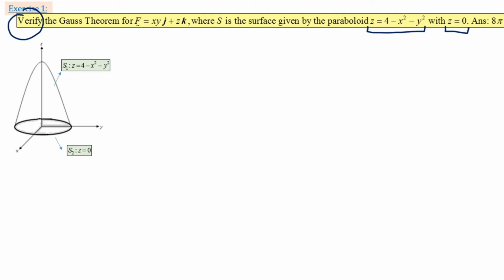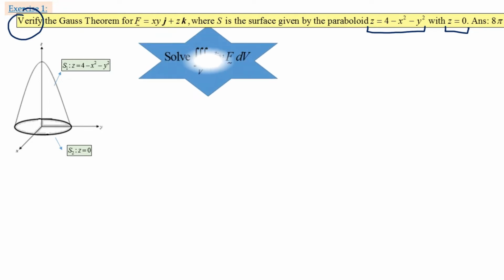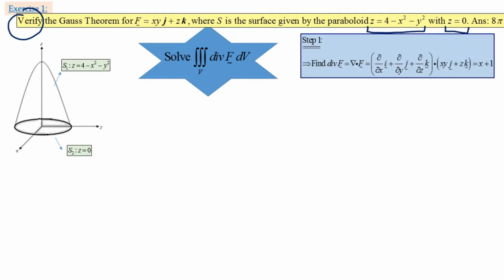Alright, so this question asks you to verify. So let us start to do the divergence of F first. You should remember how to find the divergence of F, which is del over del x i plus del over del y j plus del over del z k dot with the F given in the question. So you should have a scalar function, x plus 1.